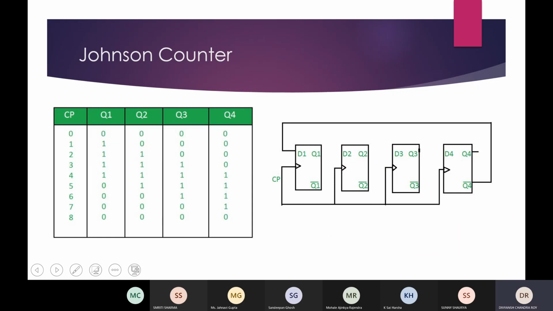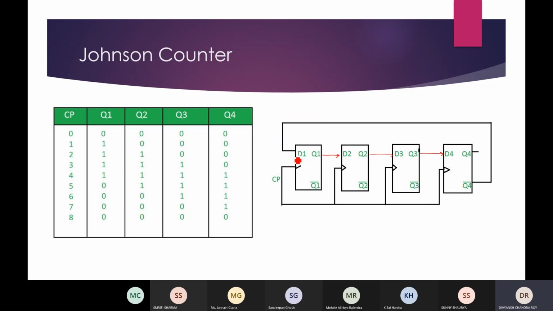Now this is the Johnson counter. The Johnson counter is almost similar to the ring counter, but there is a slight difference, and that difference is that the complemented output of the last flip-flop goes to the input of the first flip-flop. Here you can see all the four flip-flops are connected in series, and the complemented output of the fourth flip-flop is going to the input of the first flip-flop.